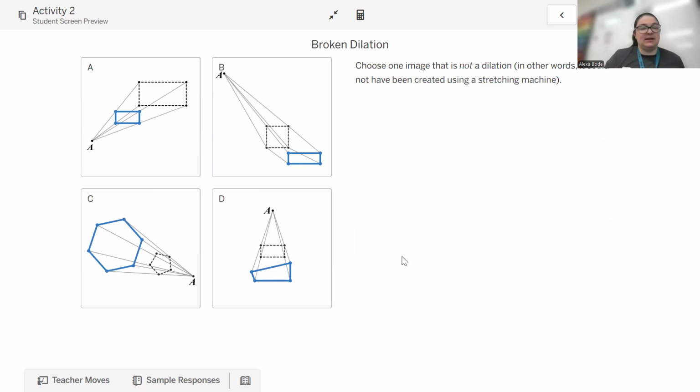Okay, so this shows some broken dilation machines. It says choose one image that is not a dilation. In other words, it could not have been created using a stretching machine. So I will say that there is one that is a dilation. Three are not. You just have to choose one of the three that are not, but be ready to explain.